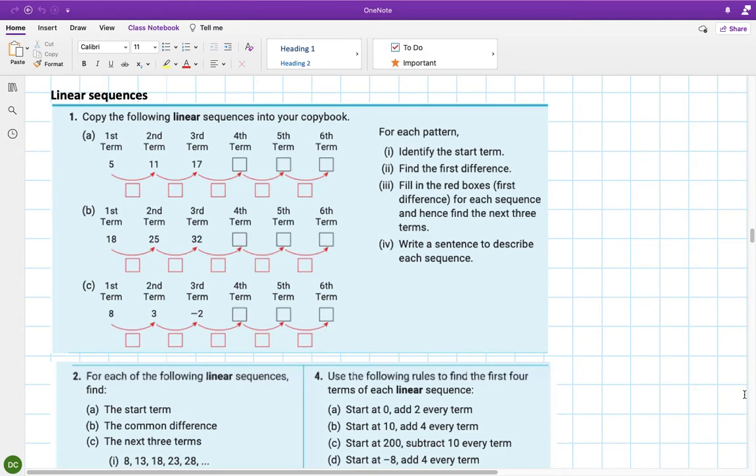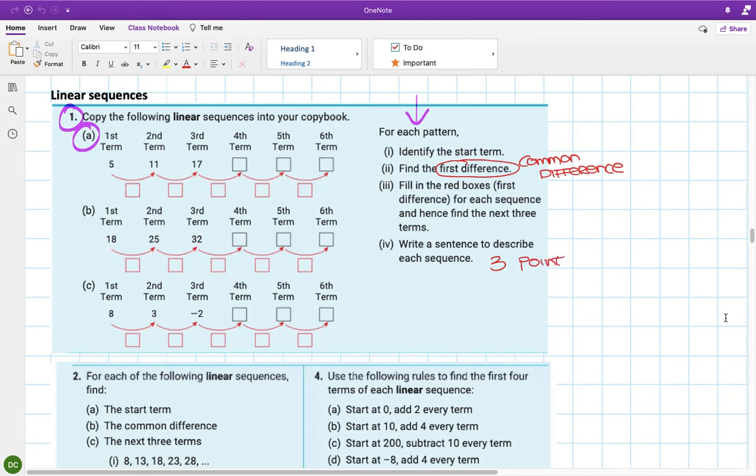So for this first one here, we're going to do 1A. You have to answer all of these questions over here on 1A. So for this first sequence, what is the starting term? I don't want to tell you, but what is the starting term? What is the difference? The first difference is another way of saying common difference. Fill in the boxes for each sequence, finding the next 3 terms, and then write a sentence describing the sequence. So make sure that has the 3 points that I discussed above.